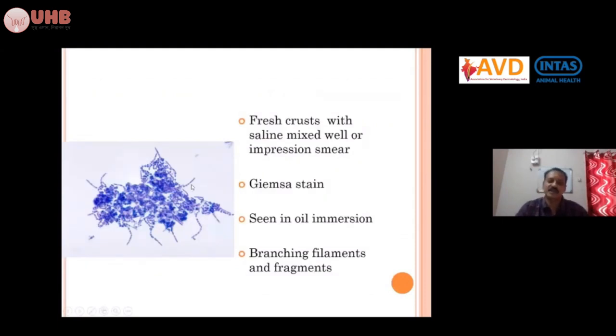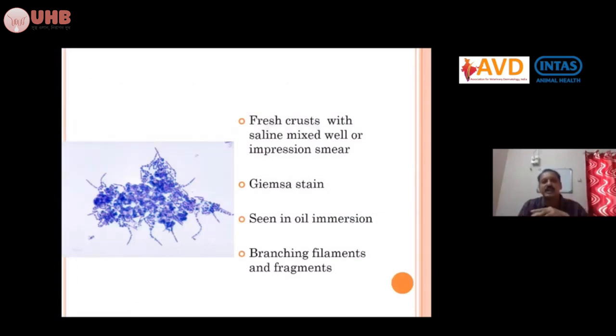So how to identify these things at the field level? You can take the crust material from the area, from the hind limb or wherever the lesion is noticed. The fresh crust is collected with saline, and you can put it on a slide and mix it well with normal saline. Make an impression smear on the slide. After drying, you can stain it with Giemsa stain and see it under oil immersion. You can see this type of branching filaments, indicative of Dermatophilus congolensis.